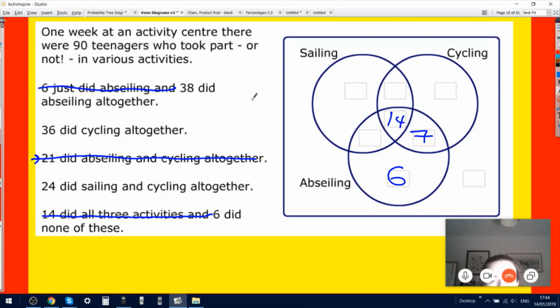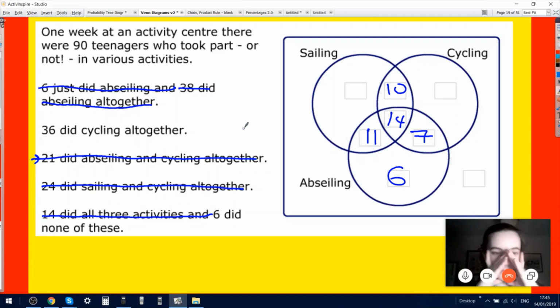Then 1 in between sailing and abseiling. Abseiling and sailing. Why is there just 1? Because 14 plus 6 and 7 is 37, and it says 38 did abseiling. Oh, okay. So 38 did abseiling altogether. Oh wait, would it be 11? Yes. And then in between sailing and cycling is 10. It's 10, yeah.